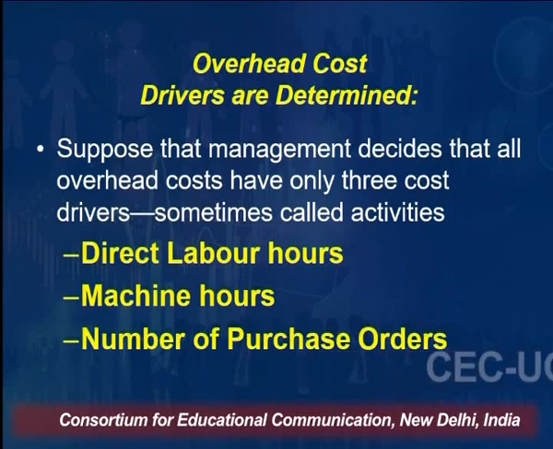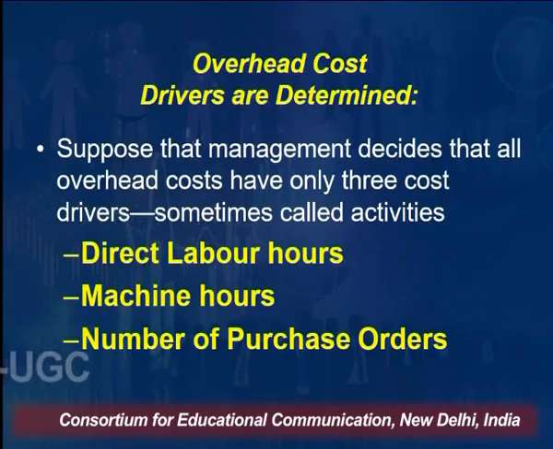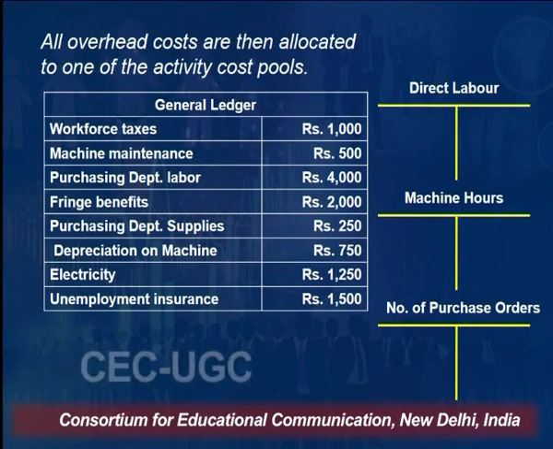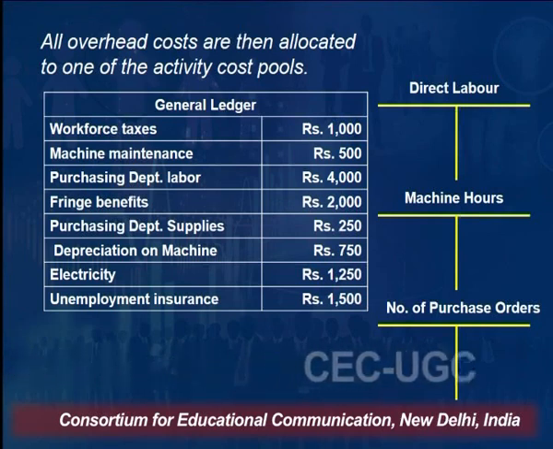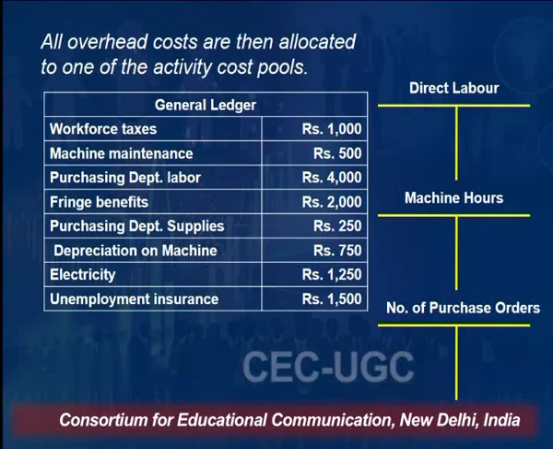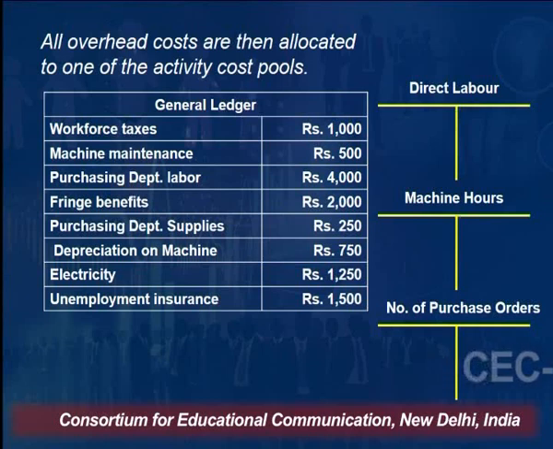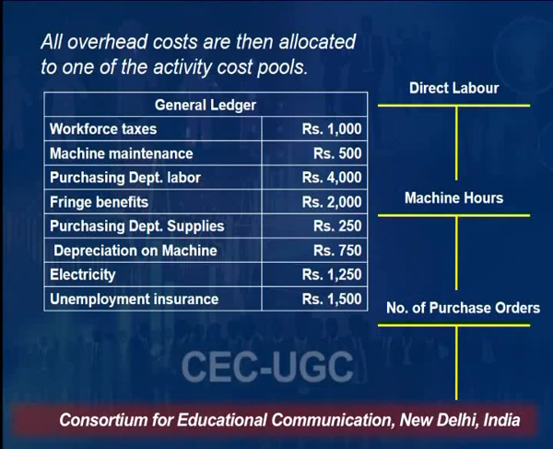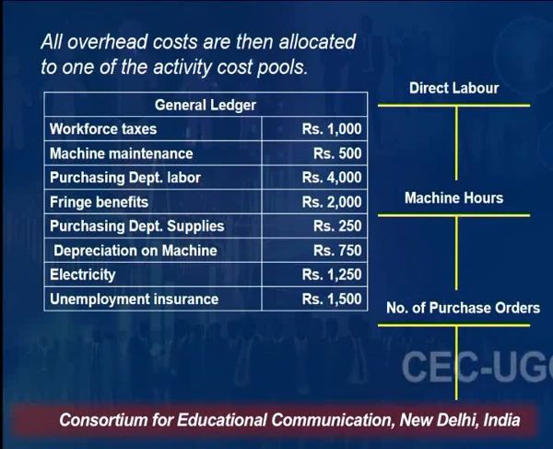Depending on the nature of your activity, your cost drivers can be different. So it is only to exemplify that management has decided that all overhead costs have only 3 cost drivers, and accordingly you are going to allocate. And this is your extract from the general ledger, where you have workforce taxes, machine maintenance charges, purchase department labor, fringe benefits, purchasing department supplies, depreciation on machinery, electricity expenses and unemployment insurance. These are the expenses extracted from the general ledger, and now you are asked to classify them on these 3. You have to allocate them to one of the activity cost pools, and the activities are direct labor, machine hours and number of purchase orders.